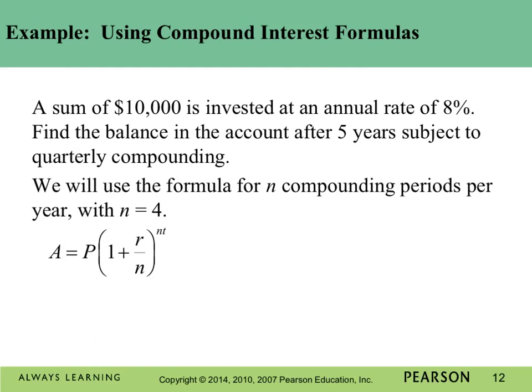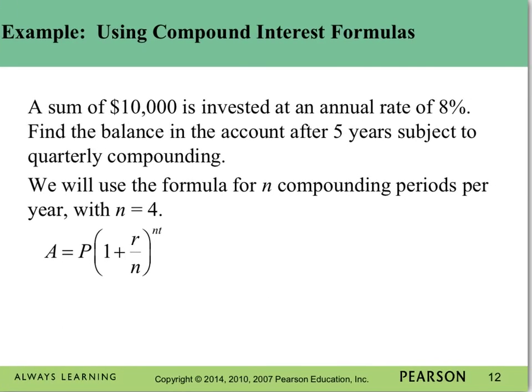Okay, so we're going to start with $10,000. We're going to invest at an annual rate of 8%. And we're going to find the balance in the account after 5 years subject to quarterly compounding. Since we don't have continuously compounding interest, we're going to use the first formula, since we know the number of times that we're going to compound our interest. The other formula is when you have continuous compounding, and that's a different formula altogether. So for this one, we need to know what our principal is. That's the money that we start with. So we've got our $10,000.